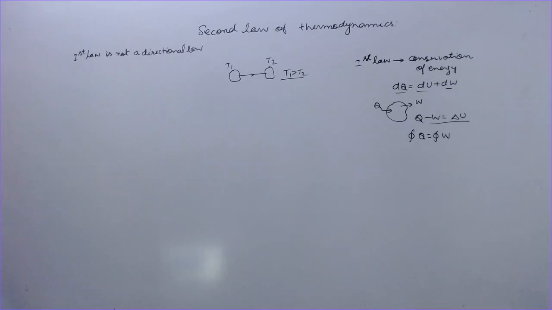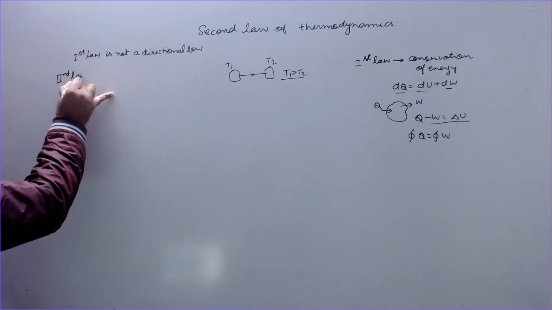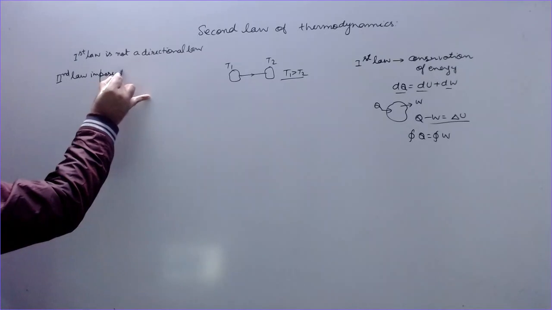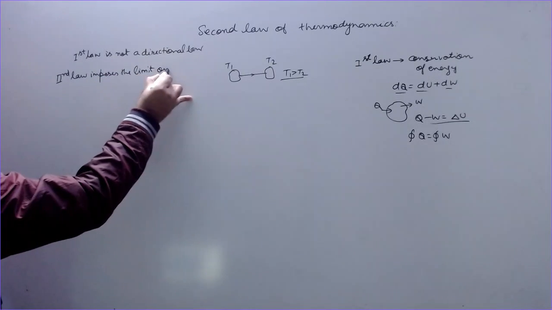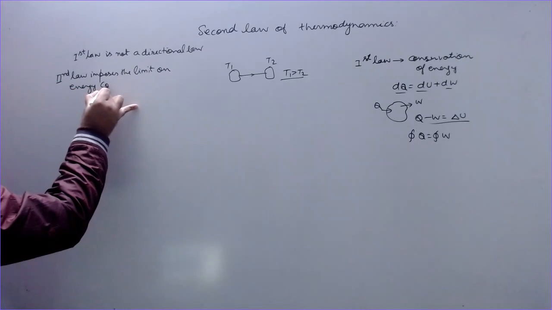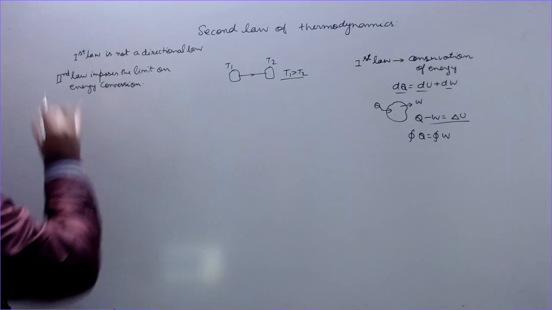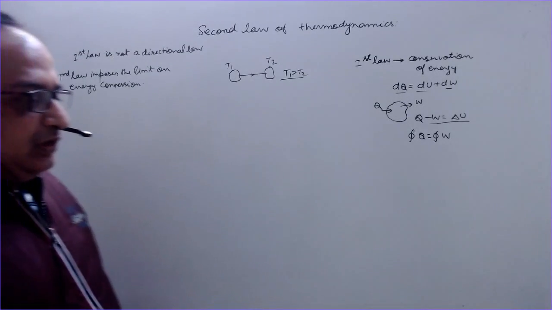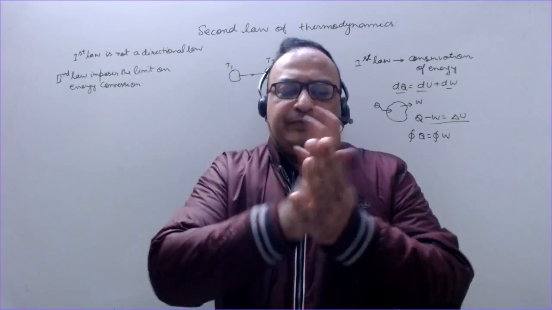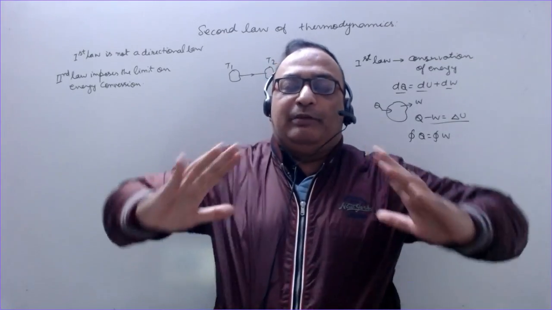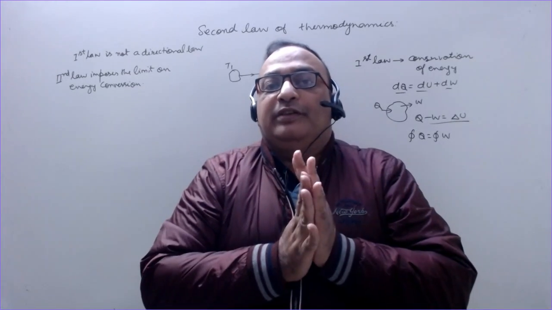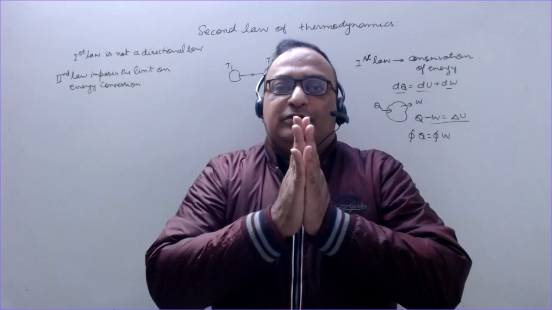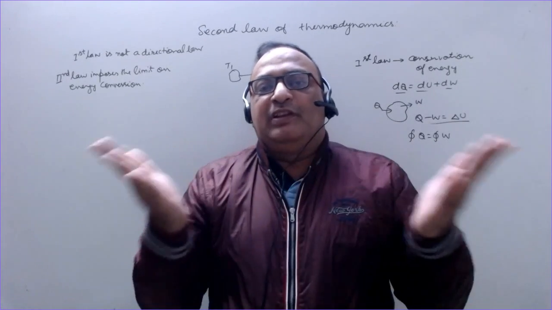Now what is this? Second law is also a law which imposes the limit on energy conversion. What does this mean? Limit of energy conversion. What we do here is, let me do an experiment. I am rubbing my hands, palms together. So what I am doing here is, I am doing the work. Where is this work going? The palms will become hot. So why have they become so? Because I have done work.